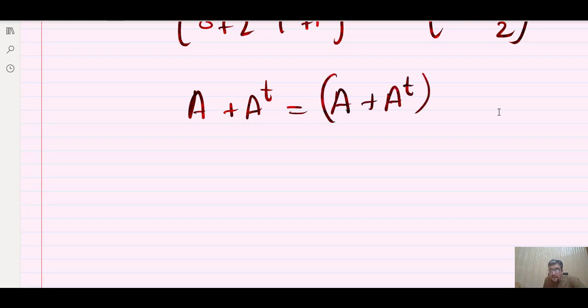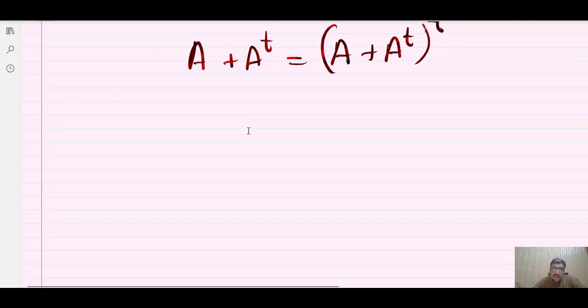So you will say (A plus A transpose) is equal to (A plus A transpose) transpose of transpose. So hence it is also verified.